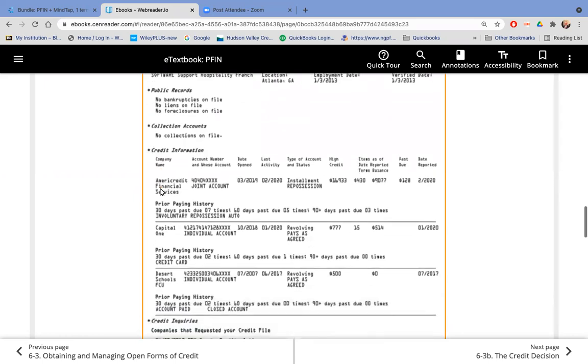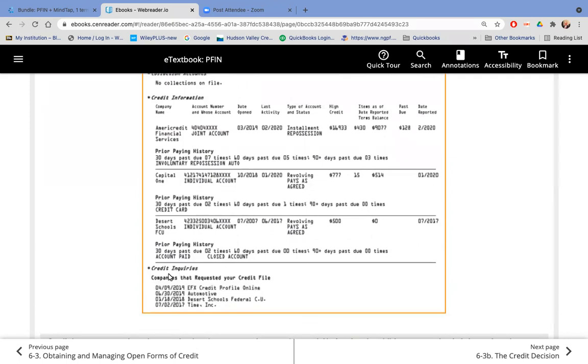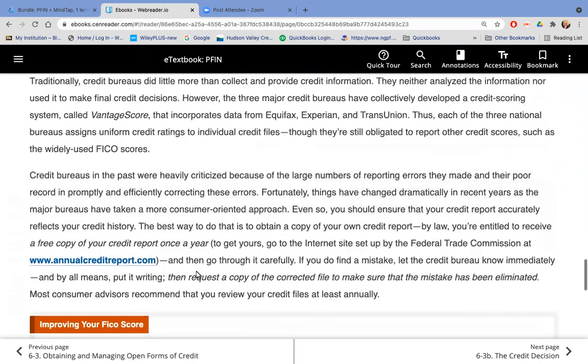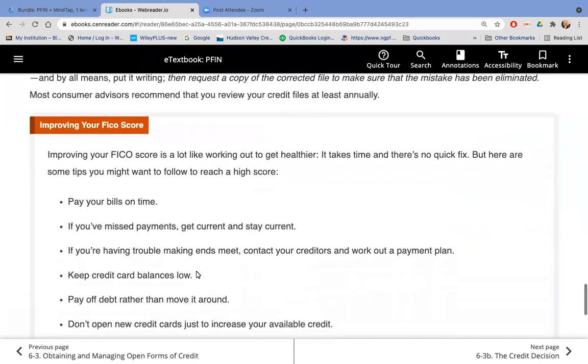And every single time you've had some type of account opened, information about that account is going to be listed, okay? This is updated every single month. And the number of times you've actually applied for credit is also going to be listed on the credit report. So all that's very, very important.